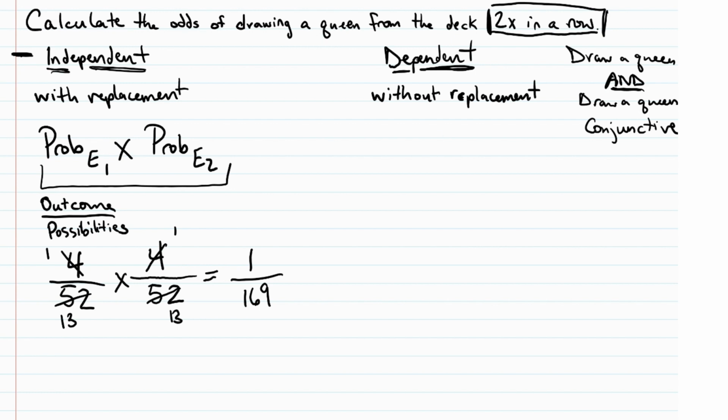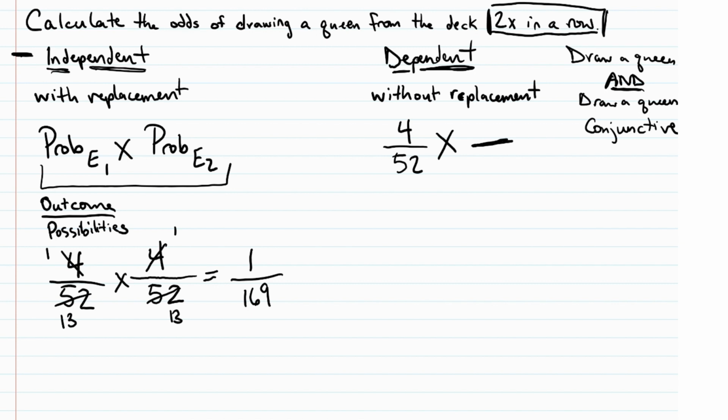So again, this is going to be a multiplication problem because we have conjunction. You're still asking about drawing a queen and drawing a queen. And the probability of the first event is going to be the same because the deck looks the same at the beginning. Right at the beginning, I still have 52 cards and I still have 4 queens. But the problem is now figuring out what the second probability should be. And so let's think about that for a minute.